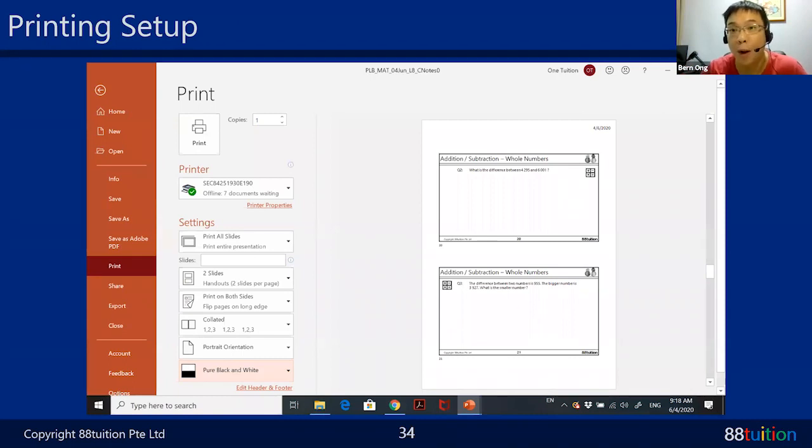Some of you say you want to print out. Some of you say that I'm P3, I want to do P4 work. Okay, then go and print lah. Some of you say that you're P4, you want to do P3 work. Okay, go and print lah. So I will teach you how to print later. Can? So don't worry that you do not have the worksheet now.